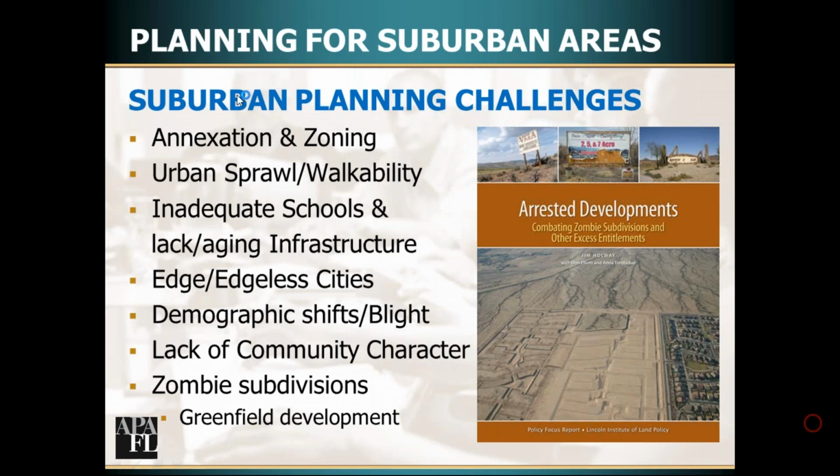Some suburban areas, of course, their challenges can be annexation into the city and zoning. They have urban sprawl problems or a lack of walkability. They may have inadequate schools. They may have aging infrastructure now. They may have edgeless city issues where they may not have a lot of mixed use. They may have demographic shifts or blight. They can have a lack of community character.